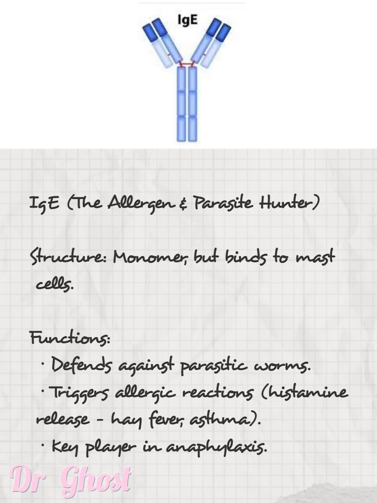Now let's look at IgE, the allergy and parasite hunter. It is a monomer, but it binds to mast cells. It defends against parasitic worms and it triggers allergic reactions. So personally, whenever I hear allergy or parasitic infection, I just think of IgE, because that is the main responder during an allergic reaction or a parasitic infestation.